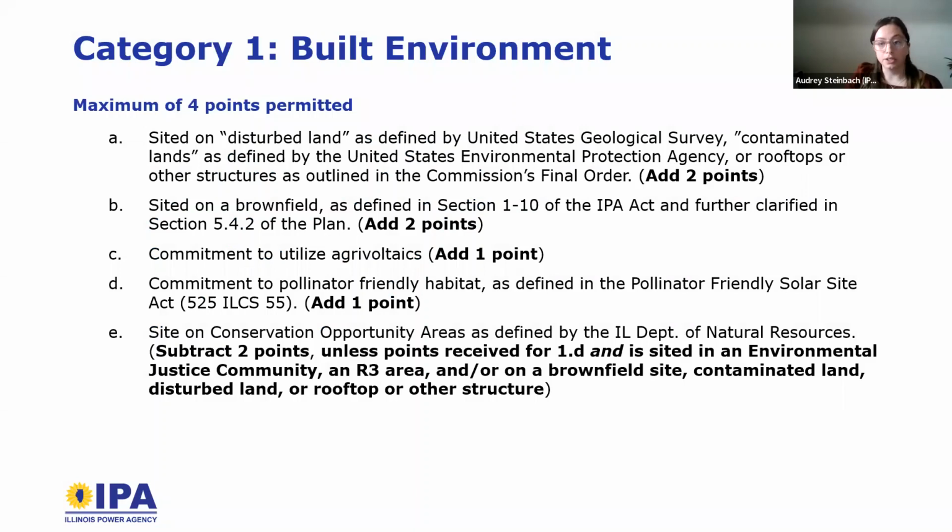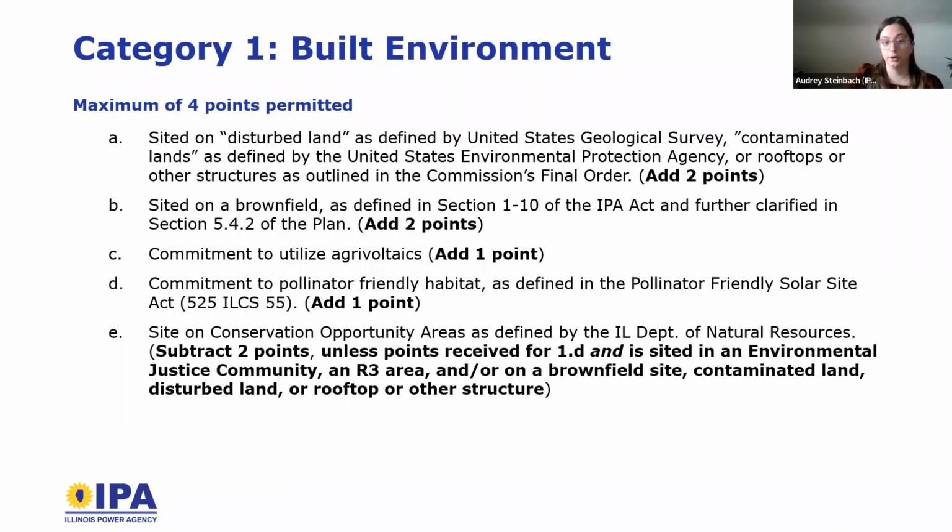So we'll get now into the actual scoring sections and categories that have been put forth in those final scoring documents. So as displayed here for this first category of the built environment, there are a total of 6 discrete points that are up for grabs in this section, but the maximum score permitted for this section is 4 points. For items A, B, D, and E here, there are specific definitions that the land the project is sited on must comply with in order to gain the points for one of these items.